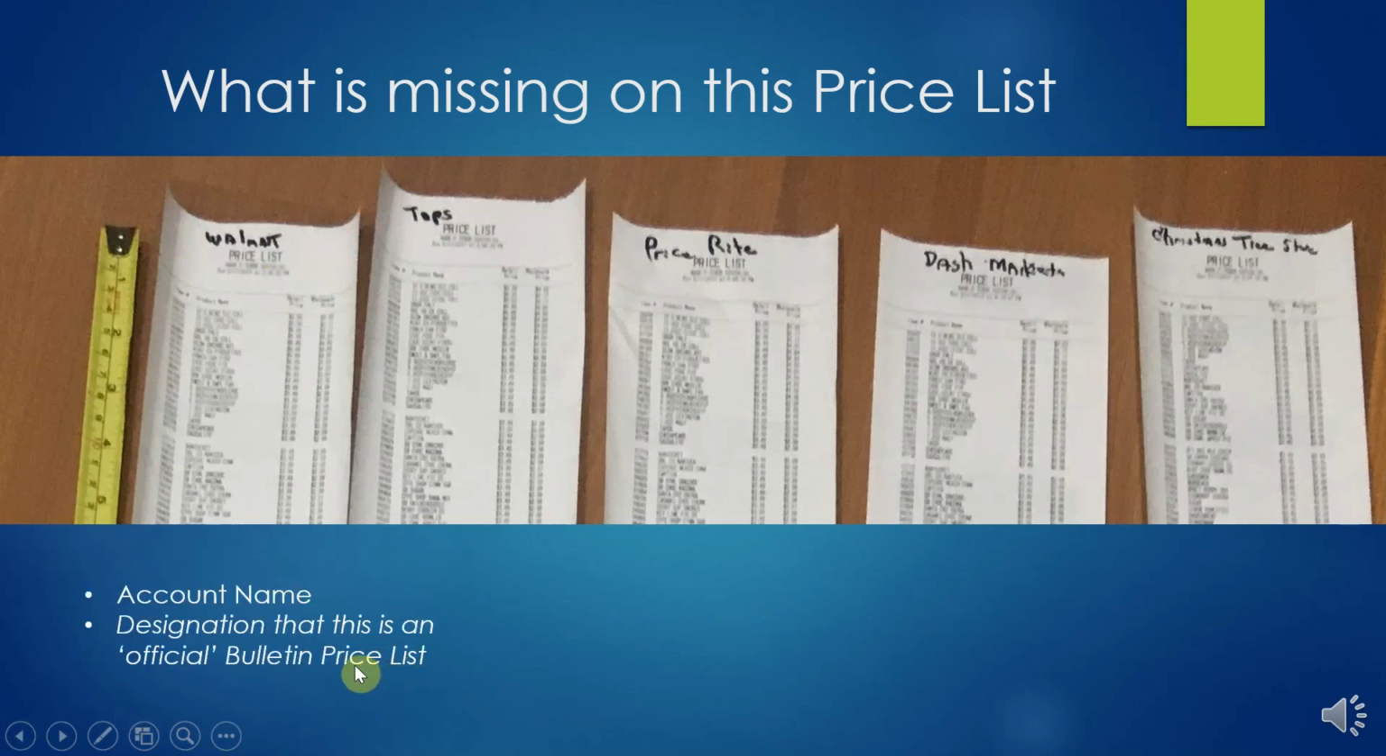There's also no designation that this is anything official. This is just a price list. It doesn't say anything about a bulletin price list, and doesn't reference the contract at all. Let's continue on.